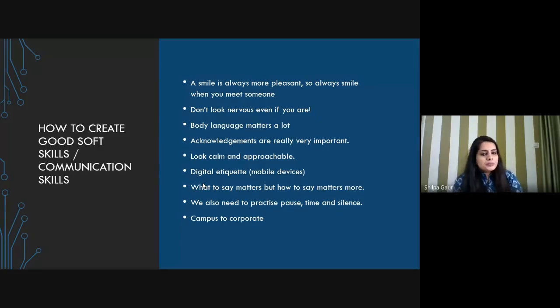Hamesha aapko calm and approachable dikhna hai, right? Look calm, look smart, okay? And approachable. Now, this point is really very important. I'm highlighting it with my cursor. This is digital etiquette, that is mobile devices. You know, these days students are addicted, and in fact we are also addicted to our mobile. Everything is there in this small device. So we have to check our emails, we have to check our WhatsApp group messages or other messages, we have to take calls and so many other things. So we are so much dependent on mobile services, and we are so much into digital things.